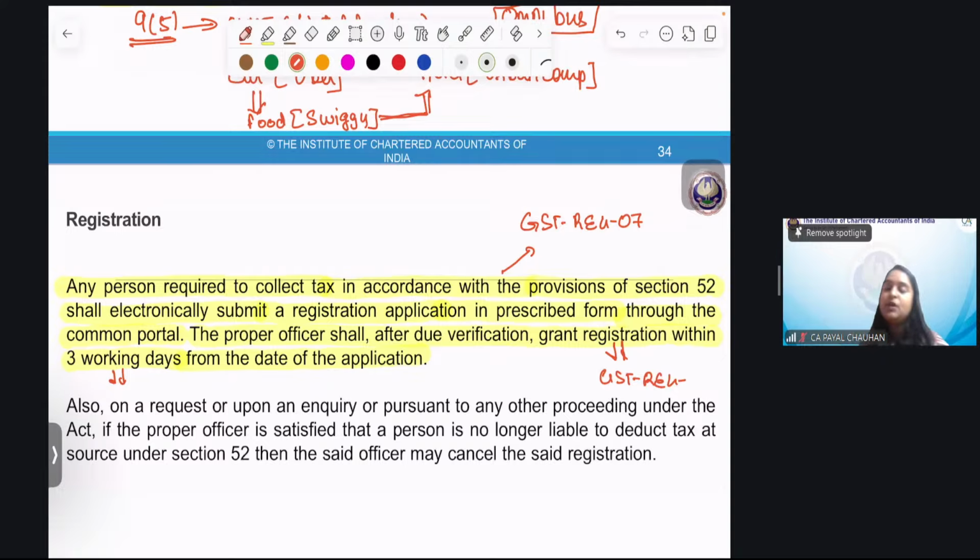Can anybody answer me? What is the registration form number? Yes, 06. Within 3 working days, you will be getting the registration. Perfect. Now, also, on request. Upon the inquiry pursuant to any proceeding under the Act, if the proper officer is satisfied that the person is no longer liable to deduct tax at source under Section 52, then the said officer may cancel the said registration. Almost the same as TCS and TDS. If I'm no more liable to deduct TCS, the proper officer can cancel my registration.